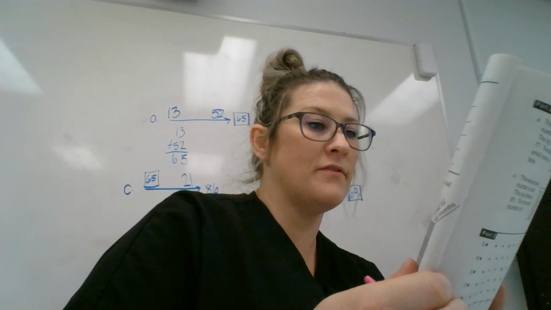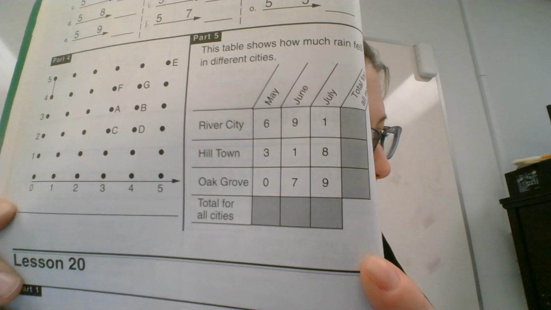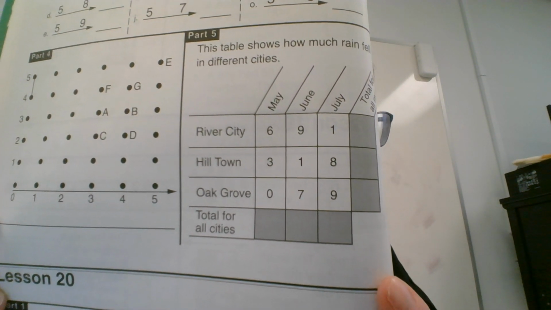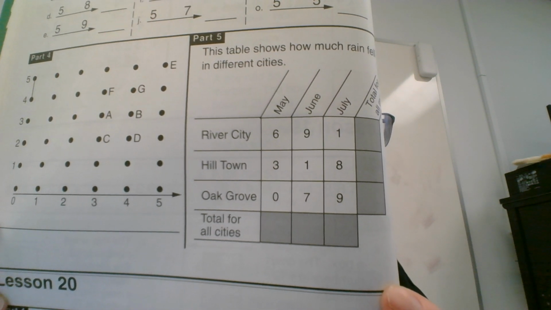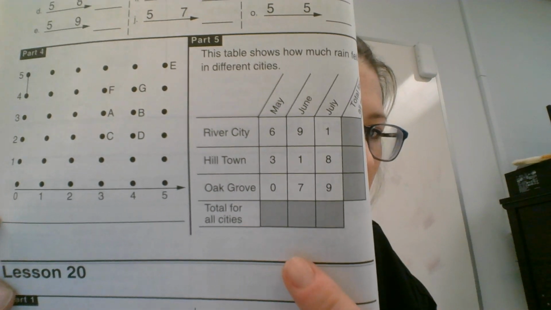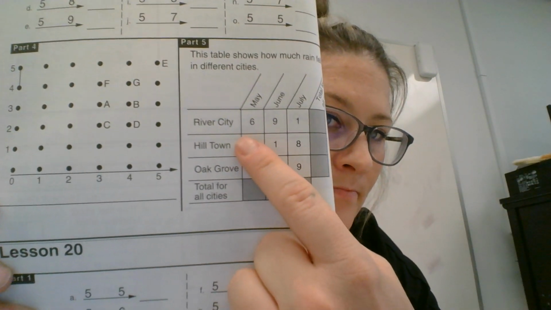Part 5. We're moving on to part 5. This table shows how much rain fell in different cities during May, June, and July. The rain is measured in inches. Touch the first column.